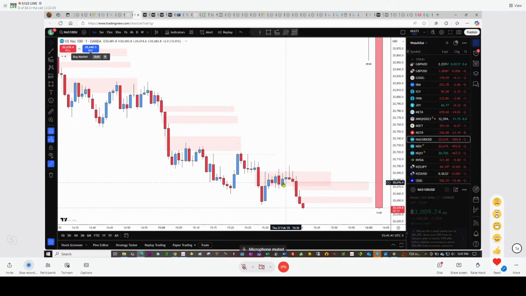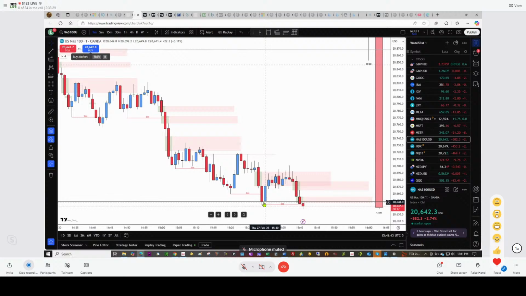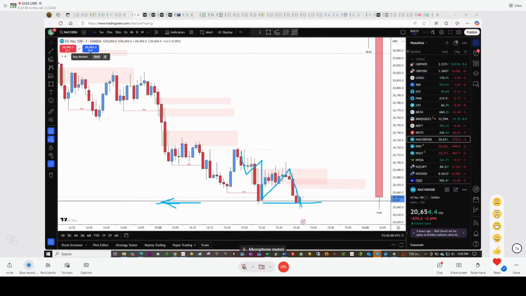So NAS has broken the low. So now I'd be looking for a turnaround for the NAS. So we've broken through that support, that low on the left. We've got our structure. So this is a much nicer looking chart than the Bitcoin is, right?